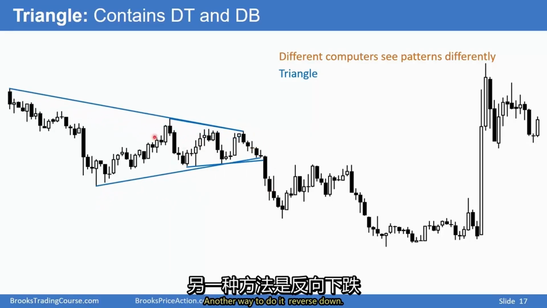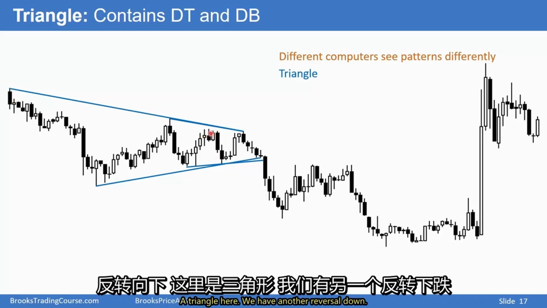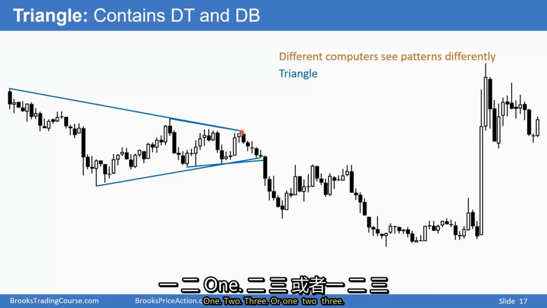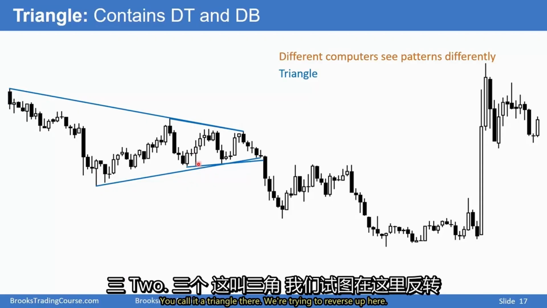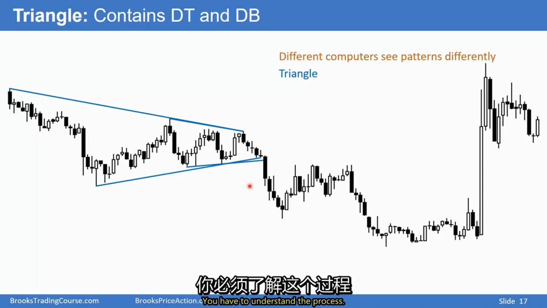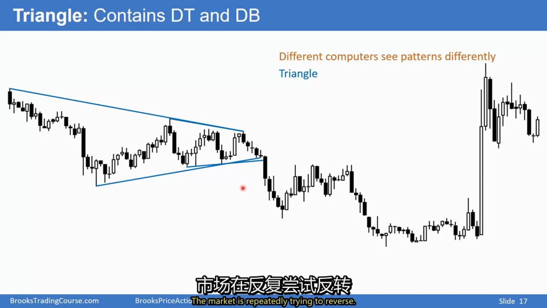Another way to do it: reverse down, reverse down, reverse down. A triangle here. We have another reversal down. You can redraw it and call it a triangle here: one, two, three, or one, two, three. We have three pushes down, three reversals up. One, two, three. You can call it a triangle there. We're trying to reverse up here. Fourth reversal up. Doesn't matter how you describe it, you have to understand the process. The market is repeatedly trying to reverse.